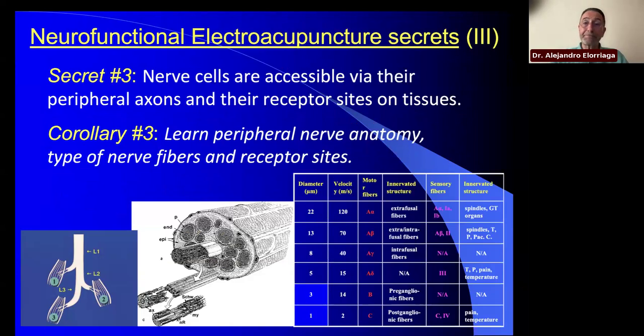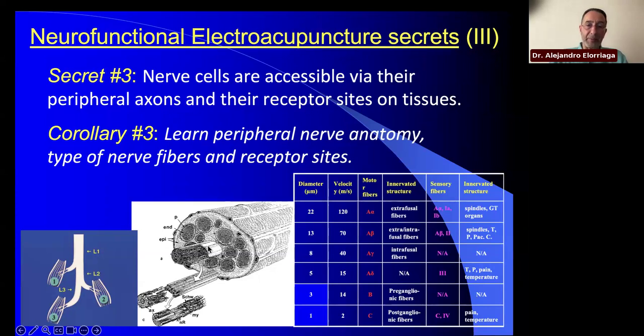Secret number 3 is very simple. Nerve cells are accessible via their peripheral axons and their receptor sites on tissues. So physically, we can contact the nervous system via their axons, which we see here, a full peripheral nerve anatomy represented.